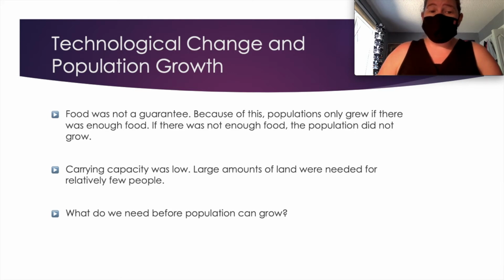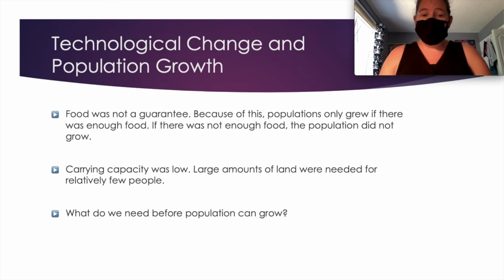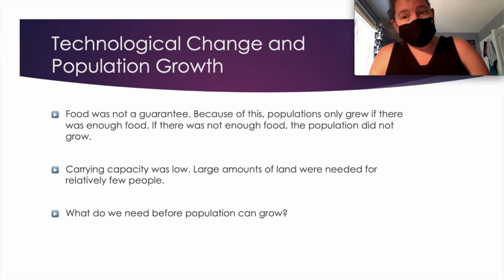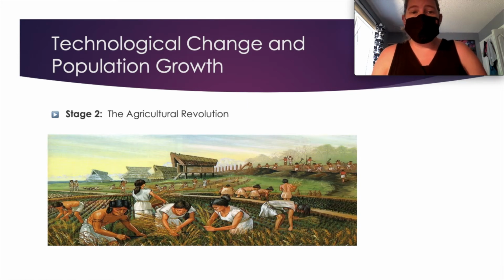Large amounts of land were needed for relatively few people because you needed places to grow, and you also needed places to hunt. This kept populations relatively small. So what do we need before a population can grow? We then get into the agricultural revolution, which was stage two.